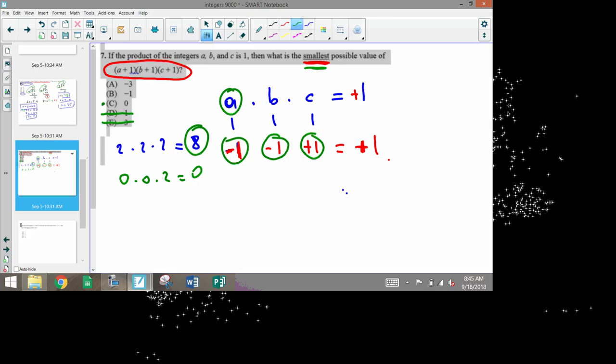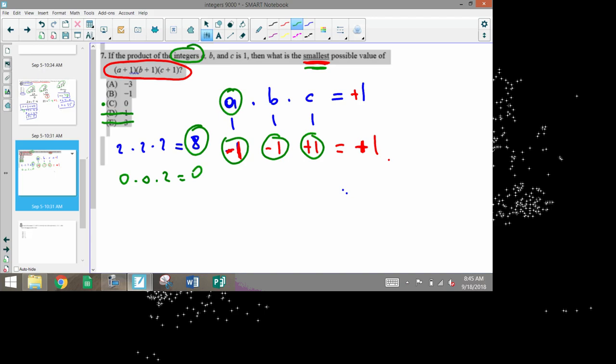Answer most likely C, but still I just want to think, can I do something else? Do you have any idea? Can I put here 1 over something in order to make smaller? No, right? It's integers. So I don't think I can find a smaller number.